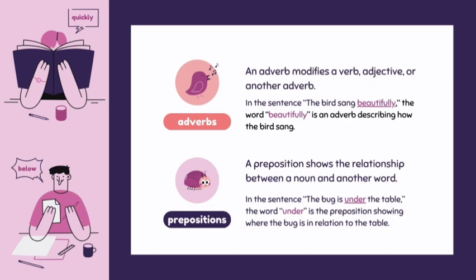Prepositions. A preposition shows the relationship between a noun and another word. In the sentence, the bug is under the table. The word under is a preposition showing where the bug is in relation to the table.